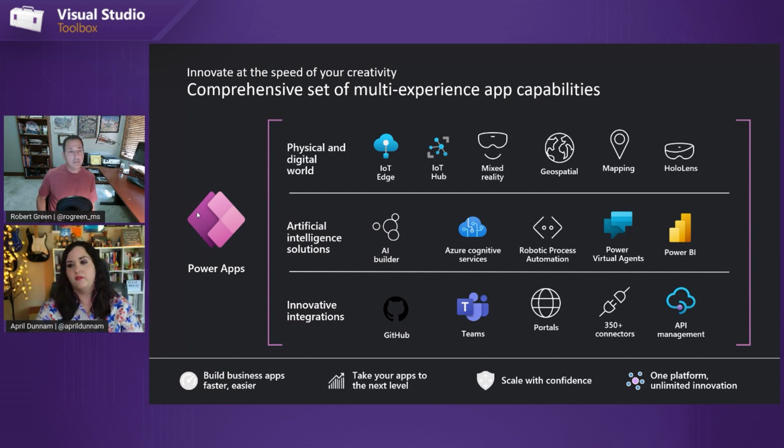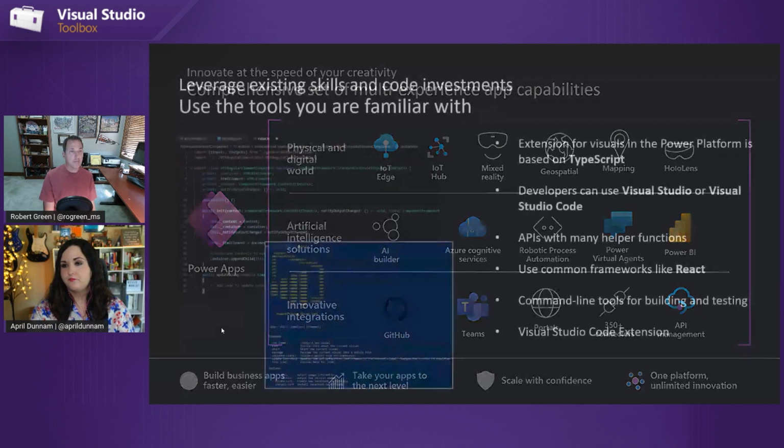You might need to do something even more custom. So being able to integrate with Azure Cognitive Services easily, and robotic process automation, and even GitHub and Power Apps Portals, API management, there's just so many possibilities to be able to extend what we can natively do with the no-code, low-code by integrating some professional development skills.